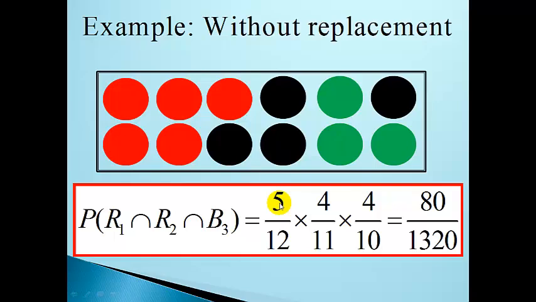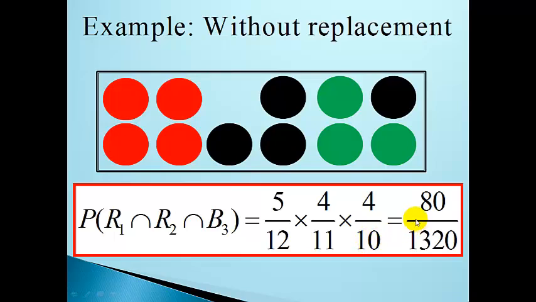And because one has already been taken, we are left with 4. So it will be 4 over the total, that is 11. Because the first red ball taken was not put back before the second one was taken. Now times B3, that is the third ball to be taken is coming from black. And the number of black balls is 4. So we are taking it from the 4. So it's 4 divided by 10.